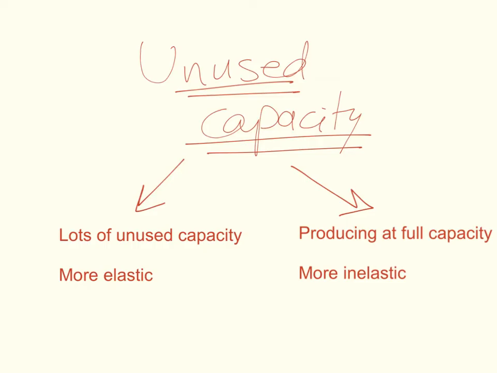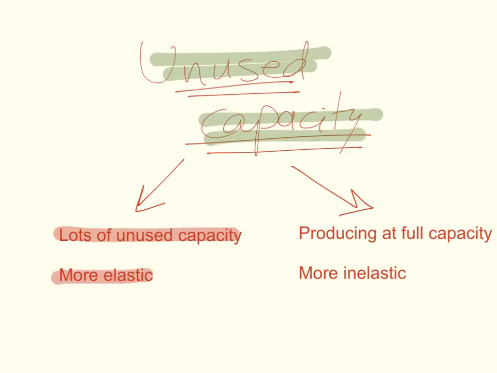The third determinant of price elasticity of supply is the existence of unused capacity. If there is lots of unused capacity and the businesses have a lot of capacity to increase production, supply will be more elastic. But in a situation of producers that are producing at full capacity, in that case, supply won't be really responsive to changes in price, and in that case, supply will be more inelastic.